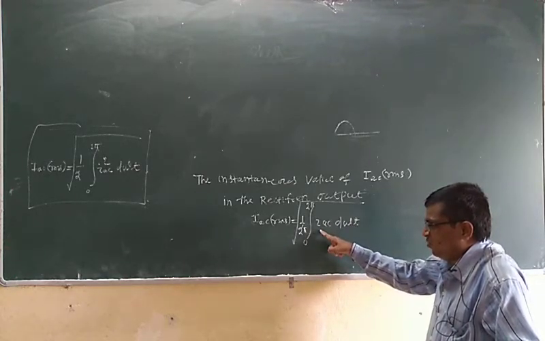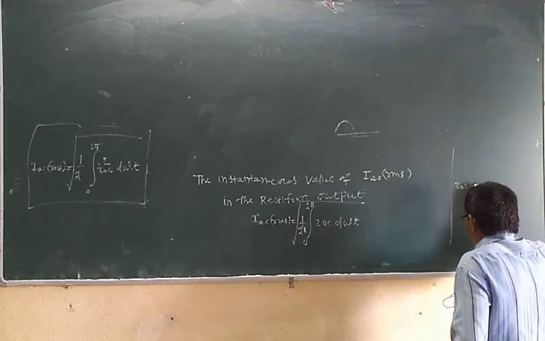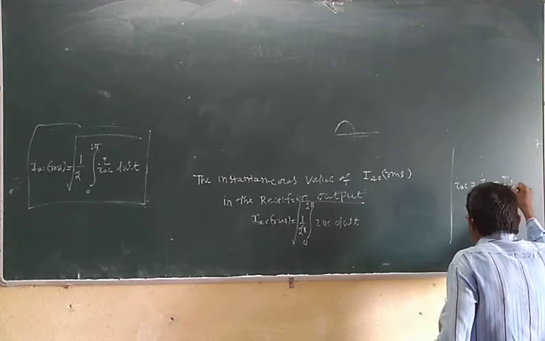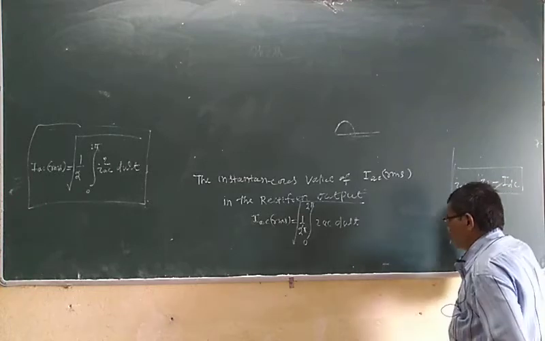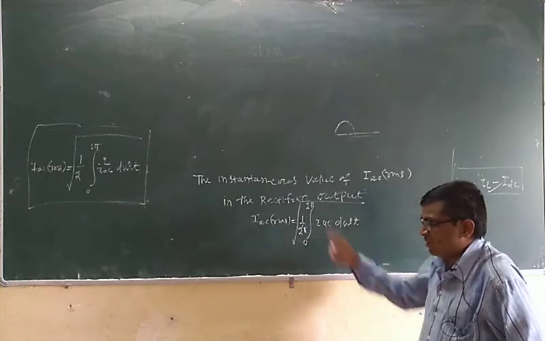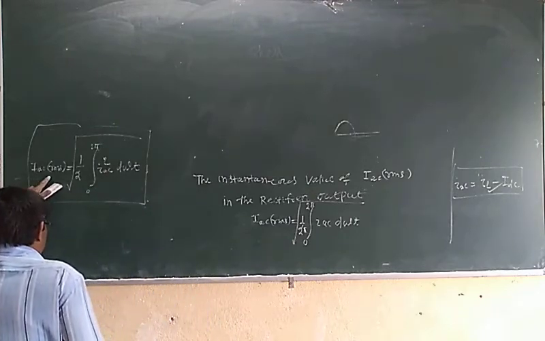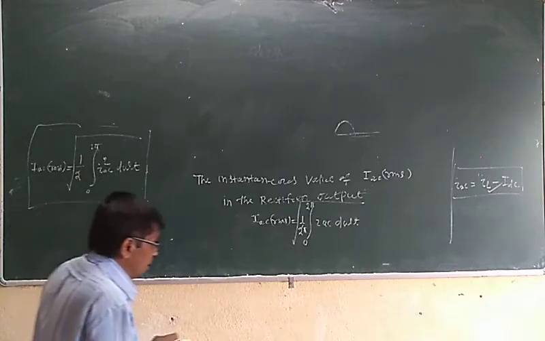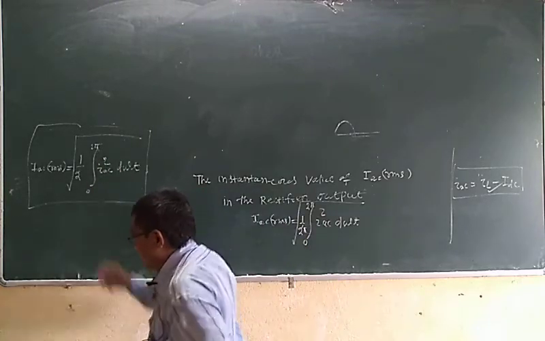Now we put this value, I_AC equal to I_L minus I_DC, at this point, then calculate the ripple factor. So I_AC RMS equals root of 1 by 2 pi, integral of I_AC squared d omega t from 0 to 2 pi.